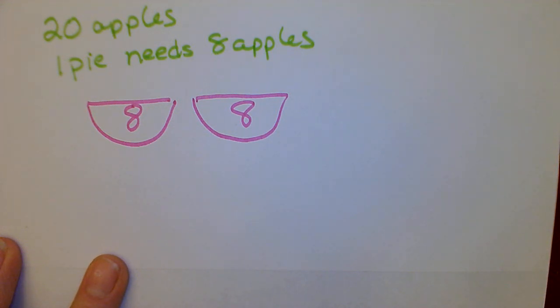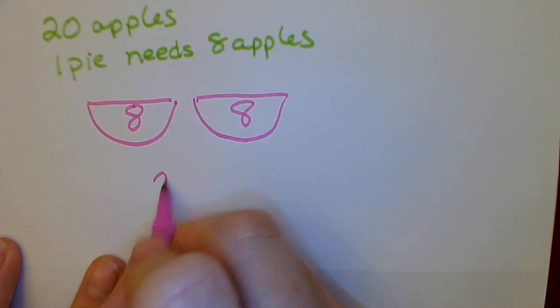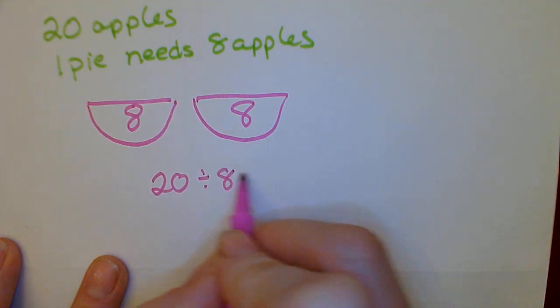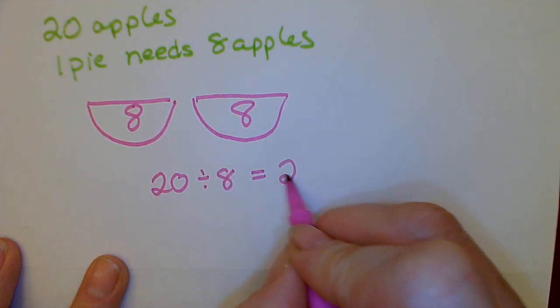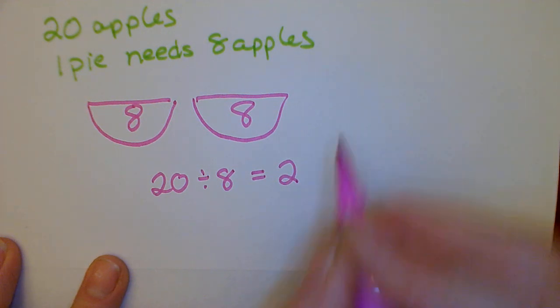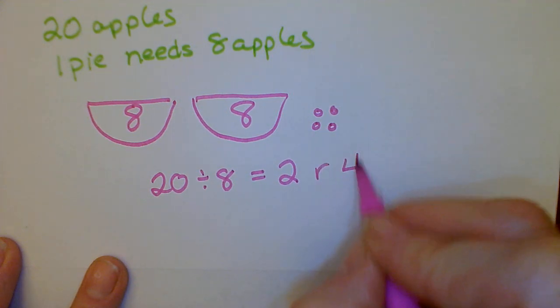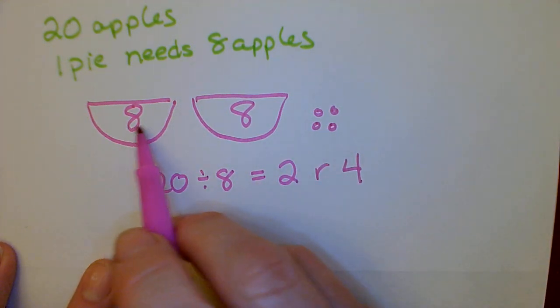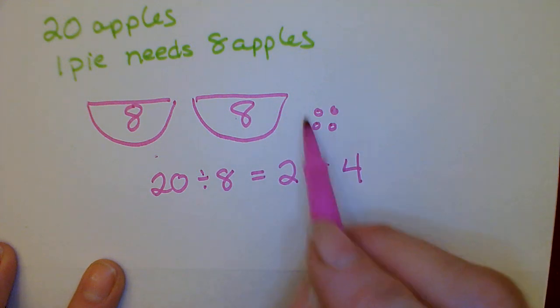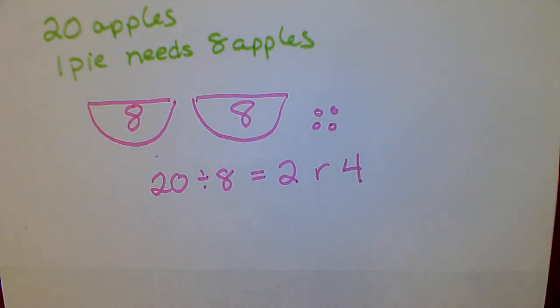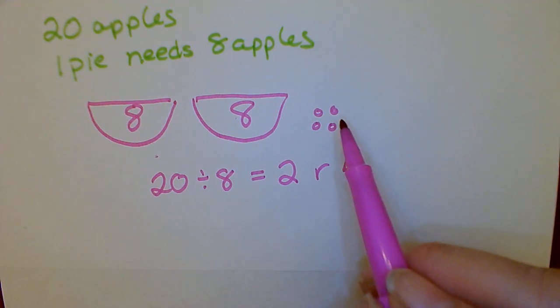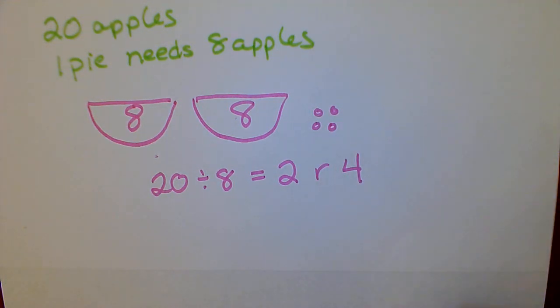I would only have 4 apples left, and that is because 20 divided into groups of 8 gives me 2 whole pies, and then I have 4 leftover apples. So in this case, I have a remainder of 4. So I made 2 whole pies, 2 groups of 8, but then I have 4 leftover apples. If I made a pie and I only used half of the apples that you're supposed to use, that's not going to be a very yummy pie. So in this case, we would just save those apples. We would kind of drop the remainder.